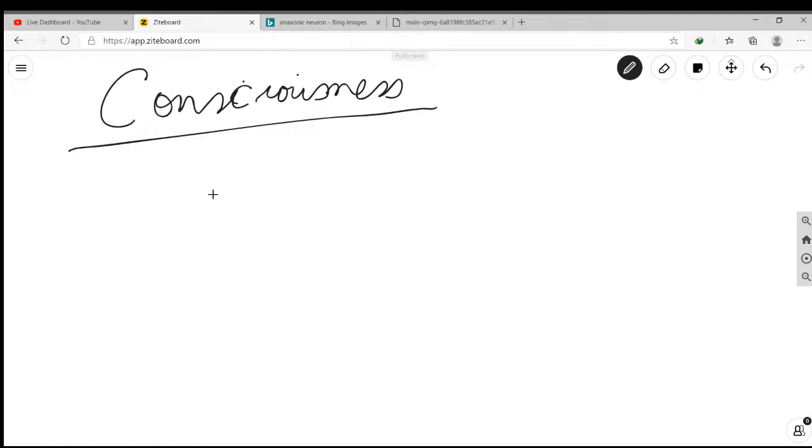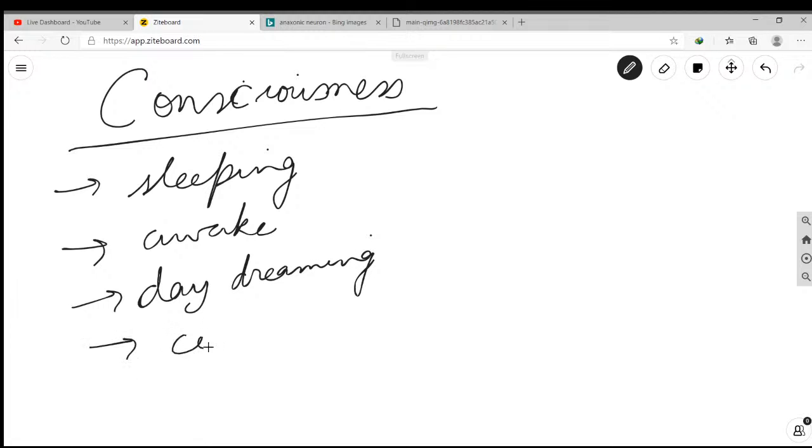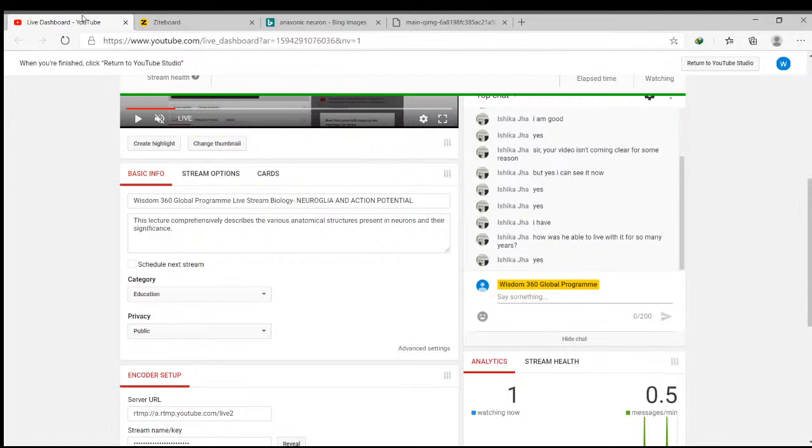Can you tell me what consciousness is? Because I'll cite some examples for you. When you are sleeping, are you unconscious? When you are awake, when you are daydreaming, or simply dreaming? And what if you are in a medically induced coma or simple coma? How can you differentiate these four states based on the level of consciousness that you possess? So what is consciousness? It's very difficult to comprehend and decipher, you can say.